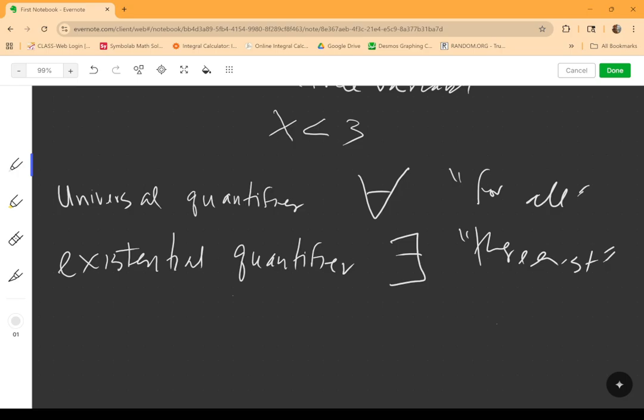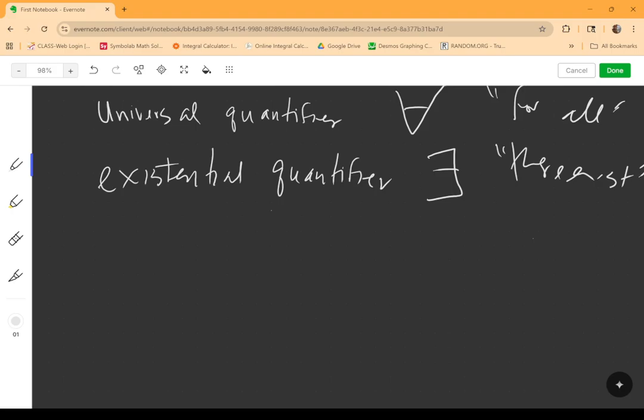Okay. So both are classifying different things. We say for all, usually in conjunction with our variable. So for all x, or there exists an x. Now in terms of how that fits in with our statements, let's say the statement is every number is even or odd.